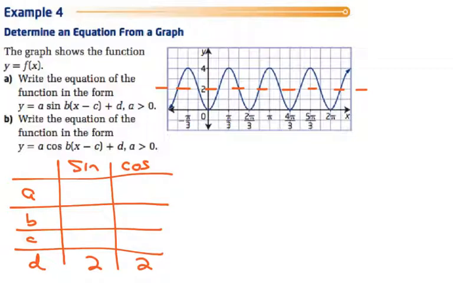Once we know D, A is very easy to find. A is the amplitude, or how far above and below this midline that the function goes. Well, we can see that the peak goes from 2 to 4, and the trough goes from 2 to 0, so the amplitude of this function is 2. And amplitude, again, is independent of whether or not we treat this as a sine or a cosine.